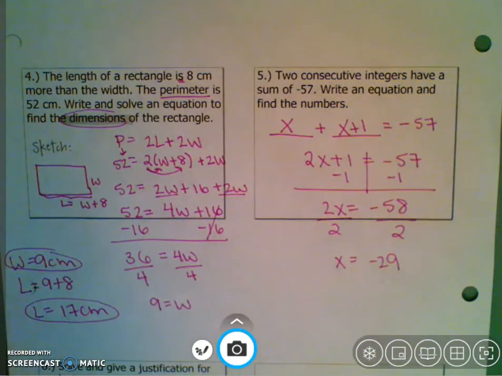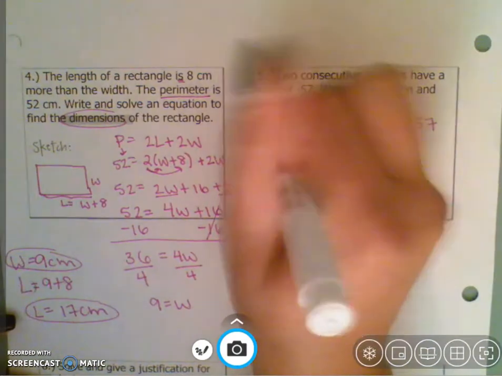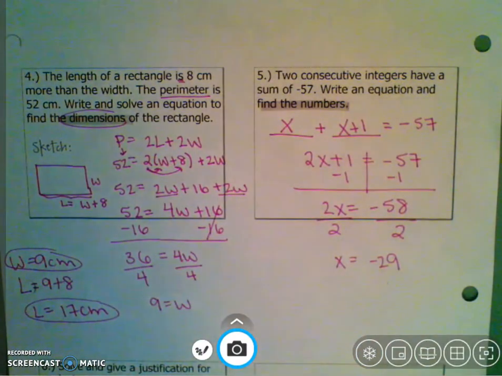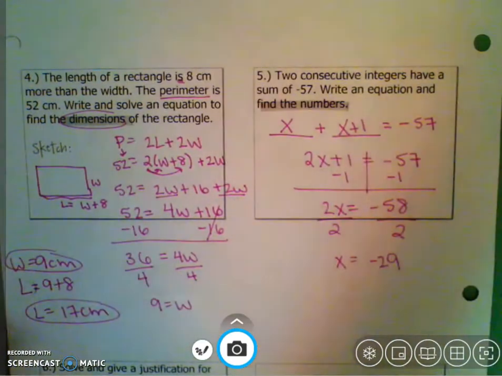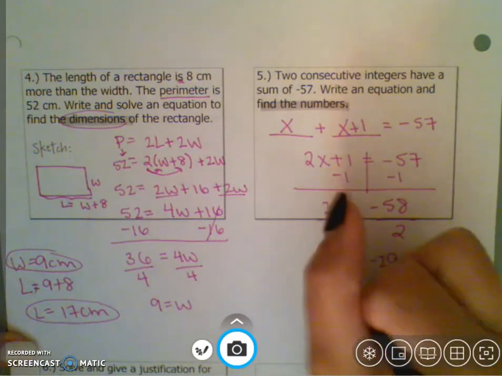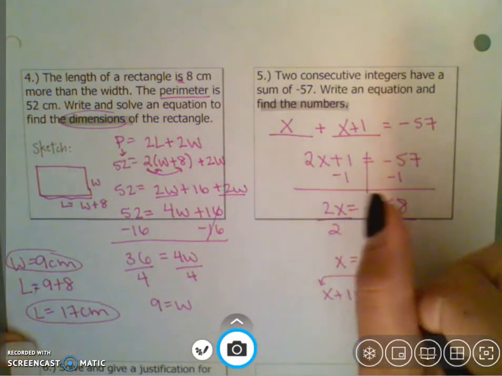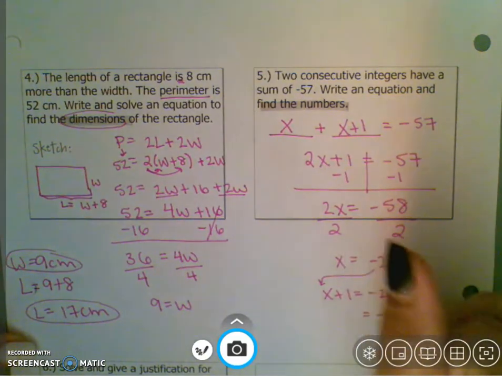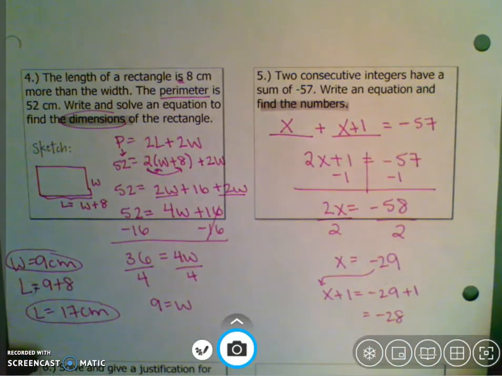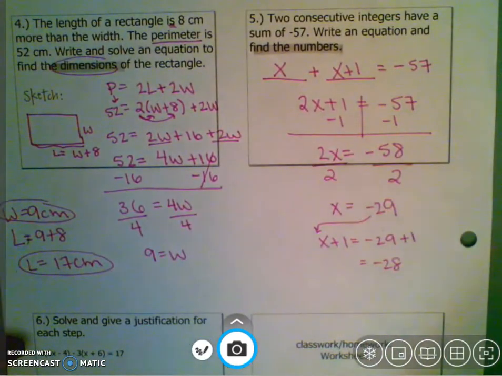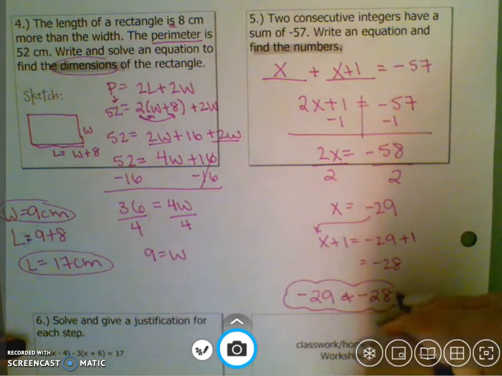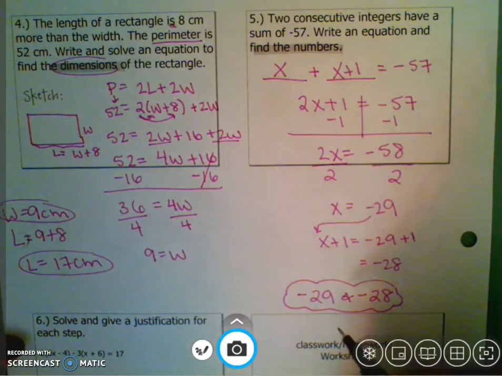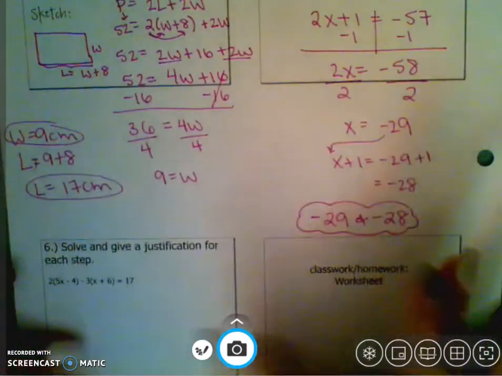However, just like number 4, it wants you to find the numbers. I found x, but what's x plus 1 going to be? X plus 1 is going to be negative 29 plus 1, which is negative 28. So your two consecutive numbers to finish off this answer are negative 29 and negative 28. Yes, negative 29 should go first because it's smaller. You always do the smaller number first.